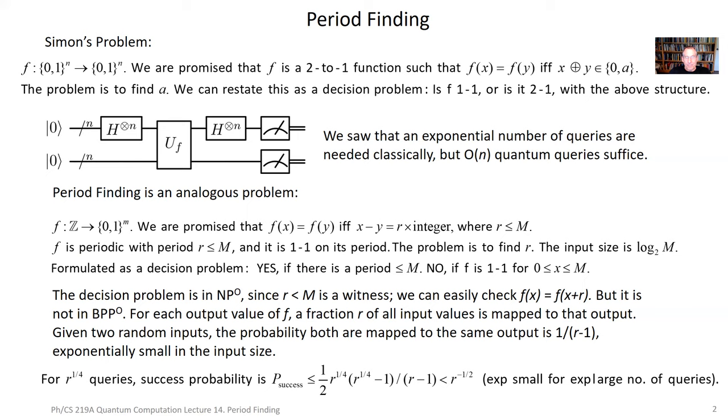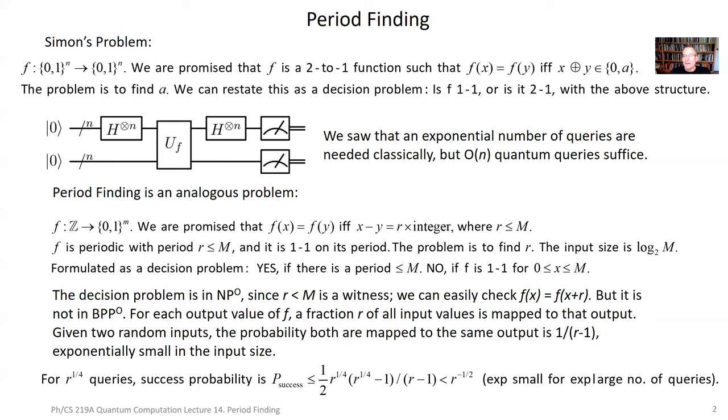So another way of saying what the promise is, is that the function is periodic. Its period is less than or equal to M, and on its period, it is one to one. So if I keep incrementing the value of the argument, if I think of the input as an integer, I keep adding one to the input value, and I get a different output, different output, different output, until I finally added R to the input, and then the cycle repeats. We know that's the structure of the function. What we don't know is, what is this period? All we have is an upper bound on it.